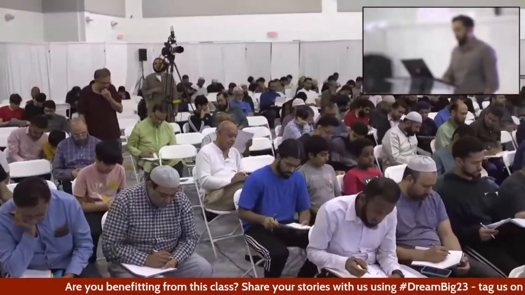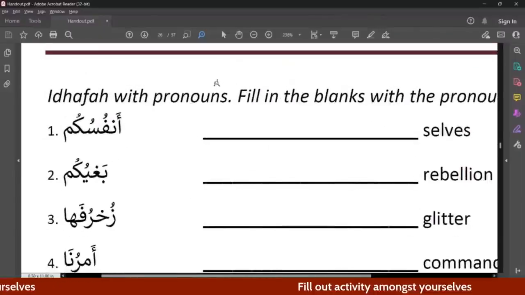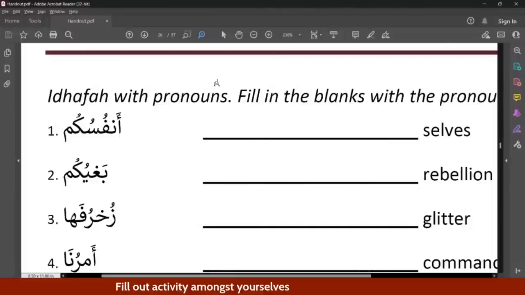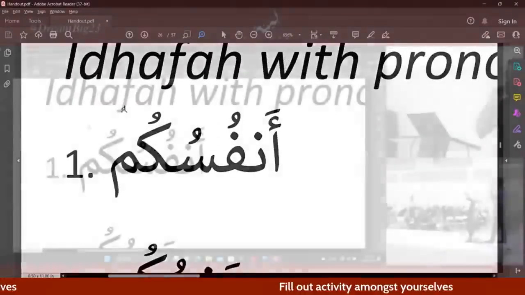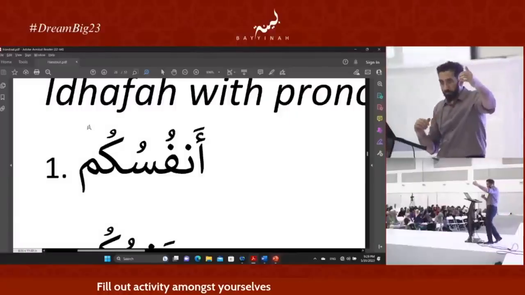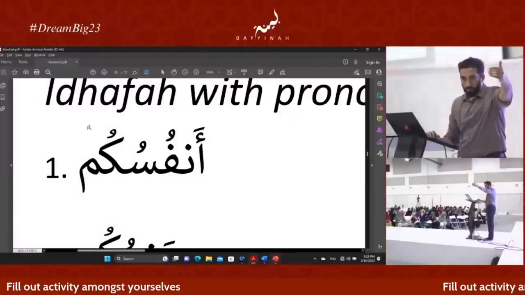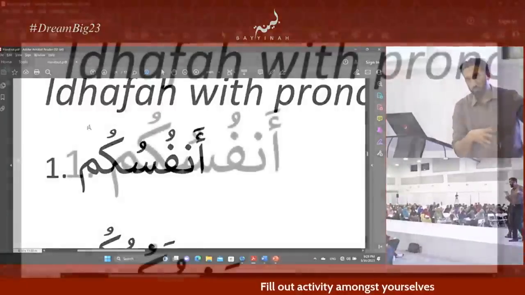Page 24. Who had trouble with the first one? Show of hands if you had trouble with the first one. Let's try to do this together. What was the process that I asked you to follow? What were the 3 questions? Where does it come from? What does it mean? And then what's the status, right? Okay, so what's the attached pronoun here?